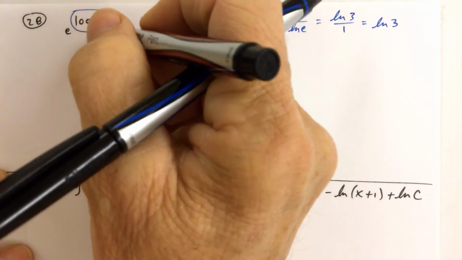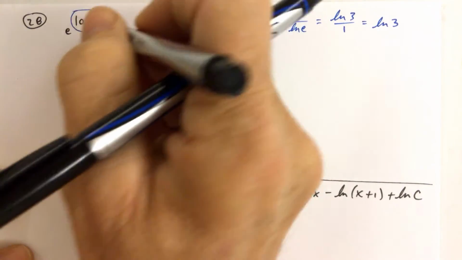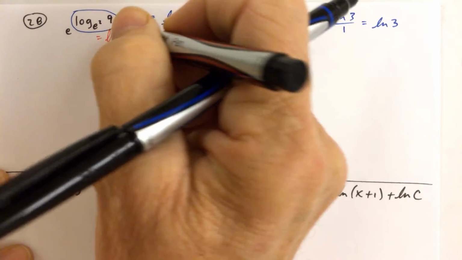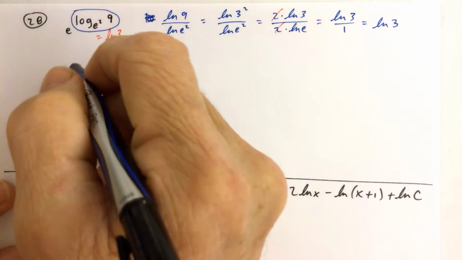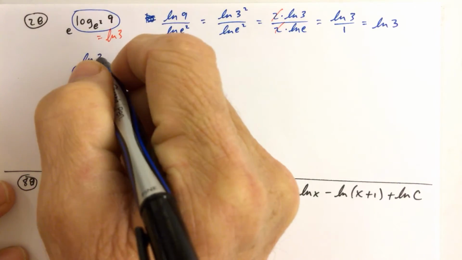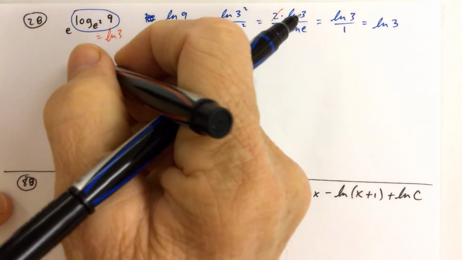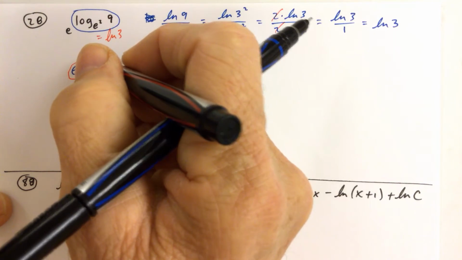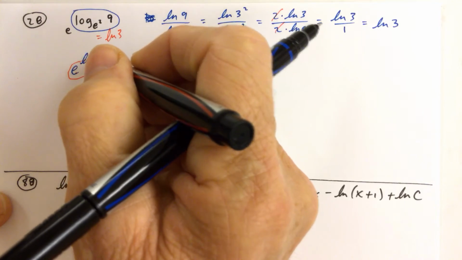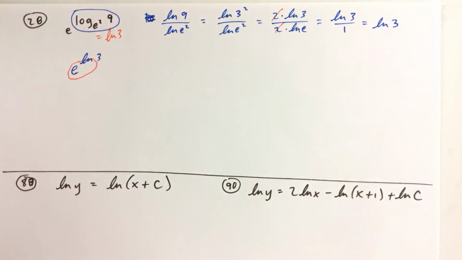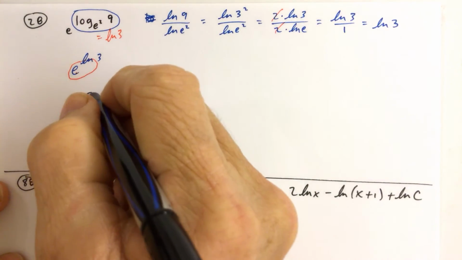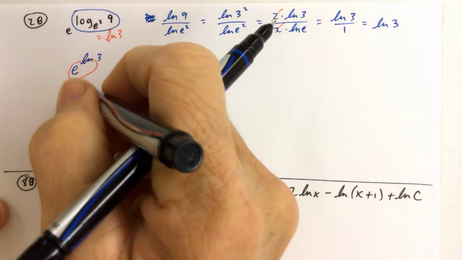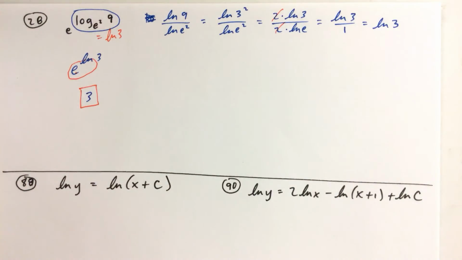So that whole thing has a value. This log base e squared of 9 is equal to only ln of 3, and so we have e to the ln of 3, and now we should recognize here that both the base e and the log's base, ln means log base e, those are the same, and again they virtually cancel each other out, and all we're left with is that 3. And that's it for that page.